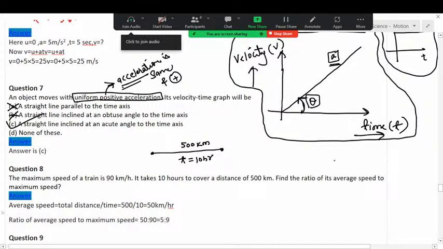And they just ask you to figure out the ratio of average speed to maximum speed, and that is coming out to be 50 over 90. That is 5:9.